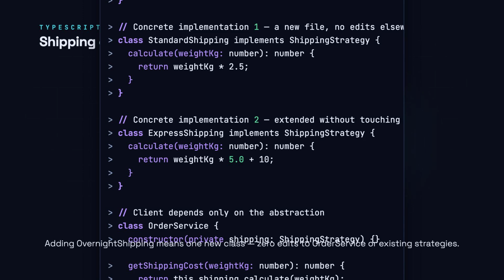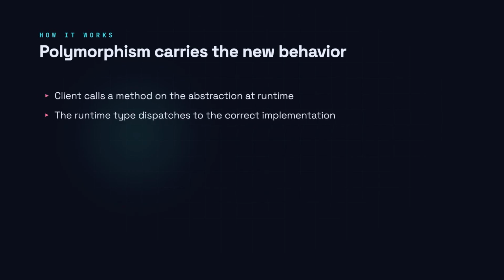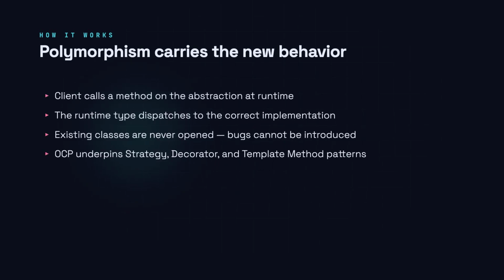If overnight delivery arrives tomorrow, we create one new class and pass it in. Order service never changes. The mechanism is straightforward. The client holds a reference to the abstract type and calls its method. At runtime, TypeScript's polymorphism dispatches that call to whichever concrete class was injected. The existing classes are never opened, so there is no way to accidentally break them.